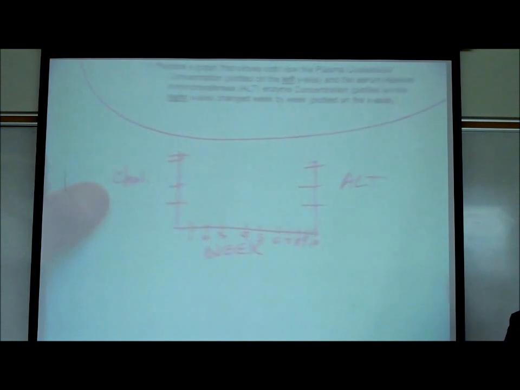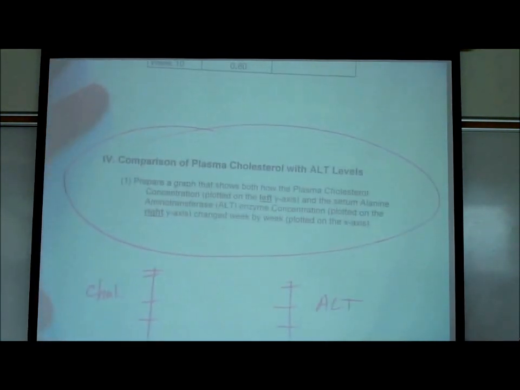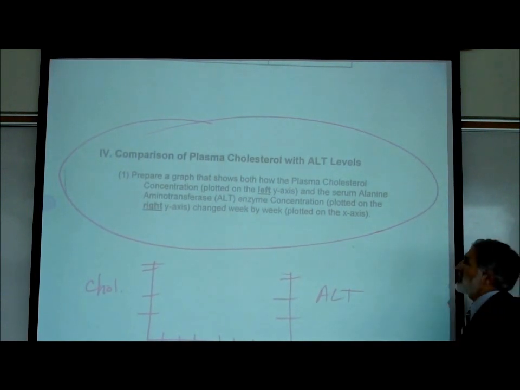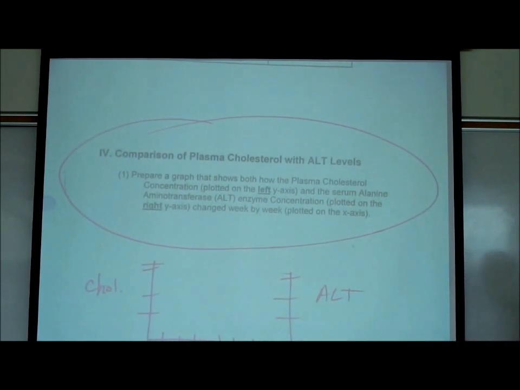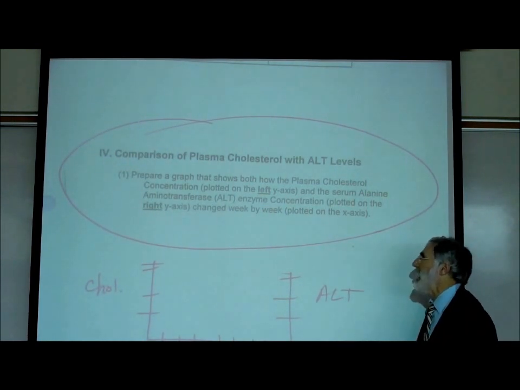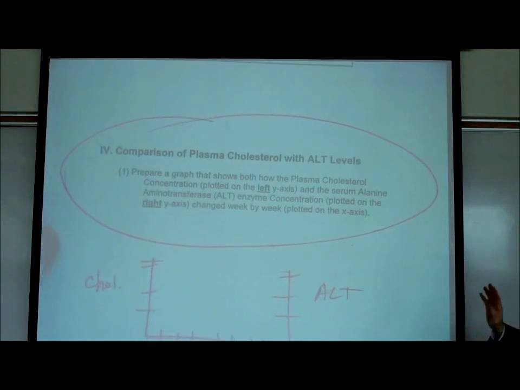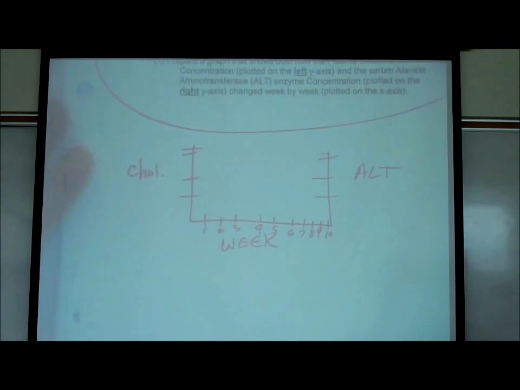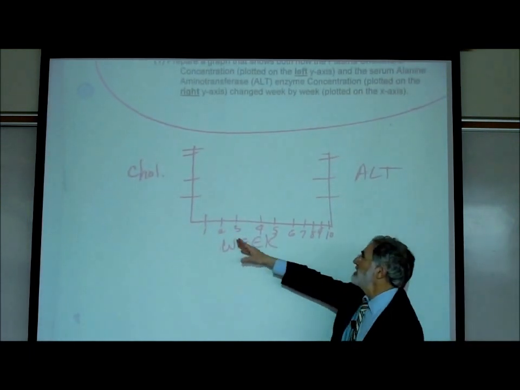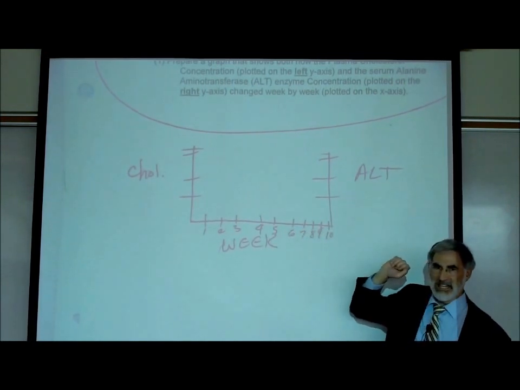And then, finally on page 7, the 5th graph is prepare a graph that shows both how the plasma cholesterol concentration plotted on the left y-axis and the liver enzyme level plotted on the right y-axis changed week by week plotted on the x-axis. Again, I've laid it out exactly what I want you to do. You might say, well, I don't even know what you just said. The weeks from 1 to 10 are on the x-axis. 1, 2, 3, 4, 5, 6, 7, 8, 9, 10.